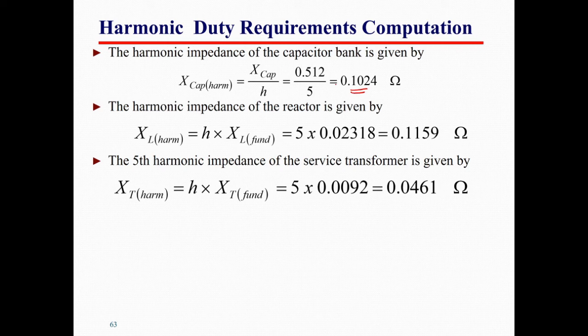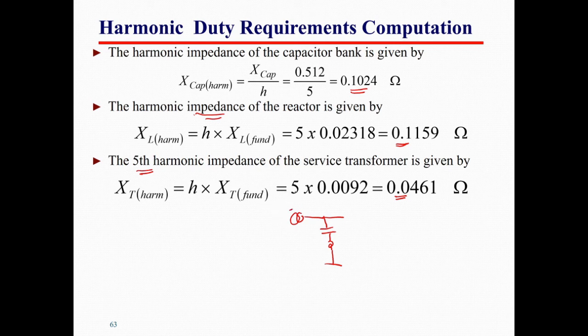We can also calculate the impedance of the reactor for the fifth harmonic, and that will be the value. And also we can calculate the impedance of the transformer with respect to the fifth harmonic, and that will be the value. So we should not forget that we have the transformer, and then over here we have the filter, like that.